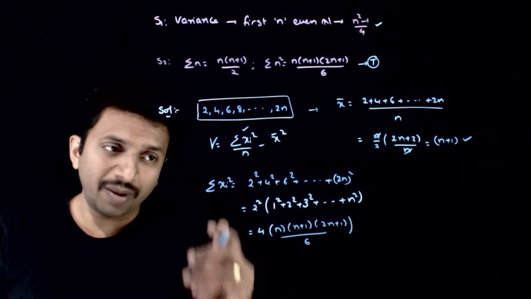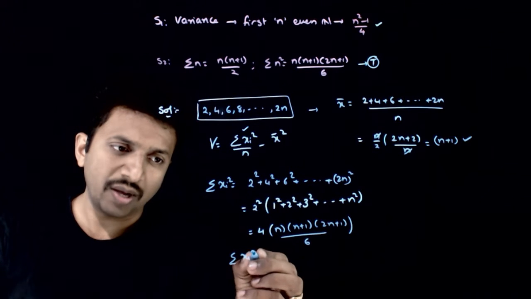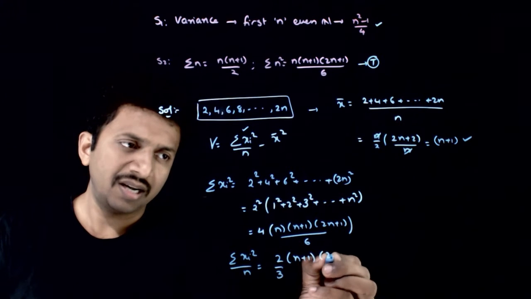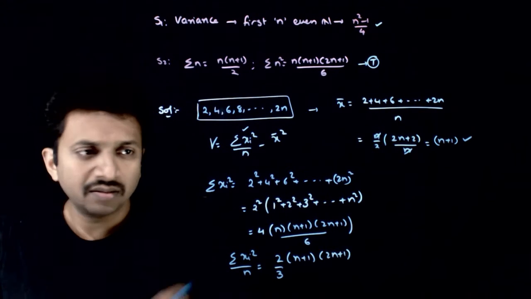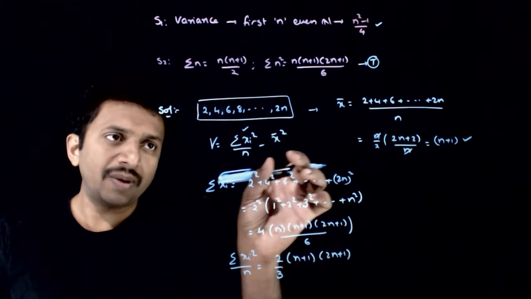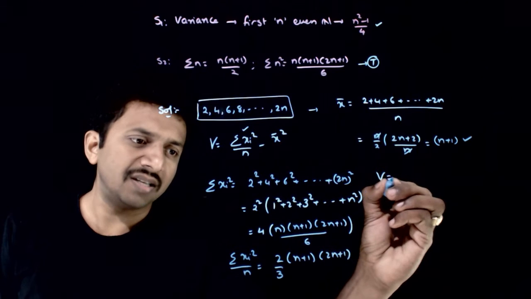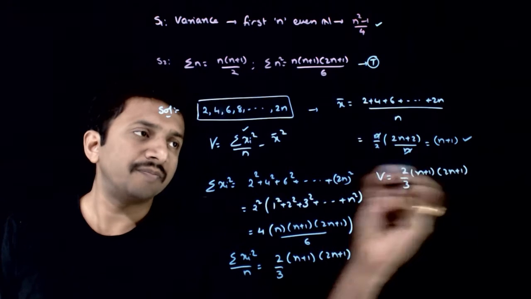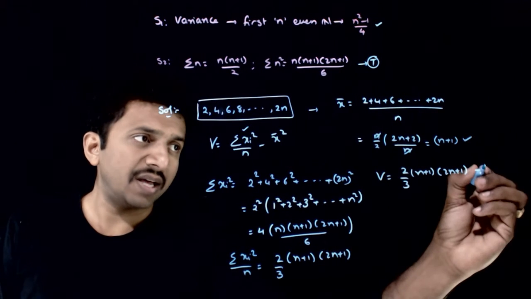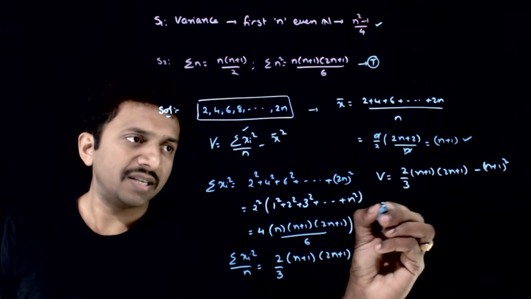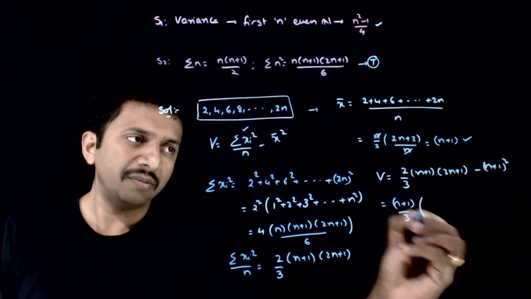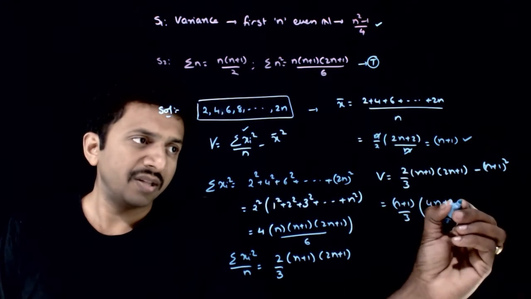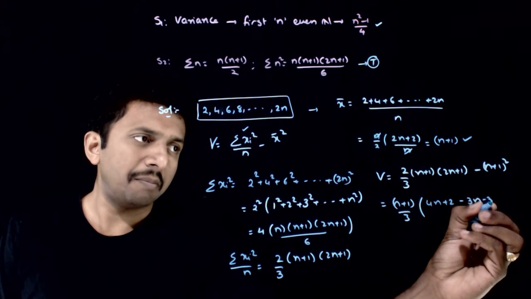So you want Σxi²/n. So Σxi²/n is equal to 2/3 times (n + 1)(2n + 1). Then the variance is Σxi²/n minus x̄². So the variance is equal to 2/3 times (n + 1)(2n + 1) minus (n + 1)², since x̄ is n + 1. If you take (n + 1)/3 as common, you have (4n + 2) minus (3n + 3).